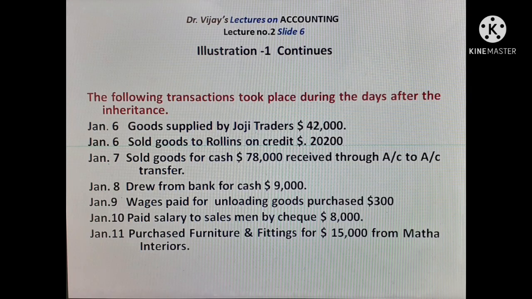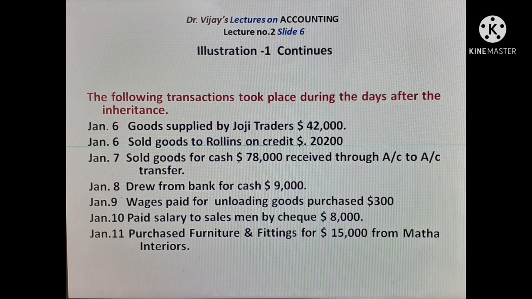We are taking slide 6. Slide 6 is continuation of the illustration. The transactions at Sabu's firm during the first week after inheritance. January 6, goods supplied by Joji Traders, $42,000.